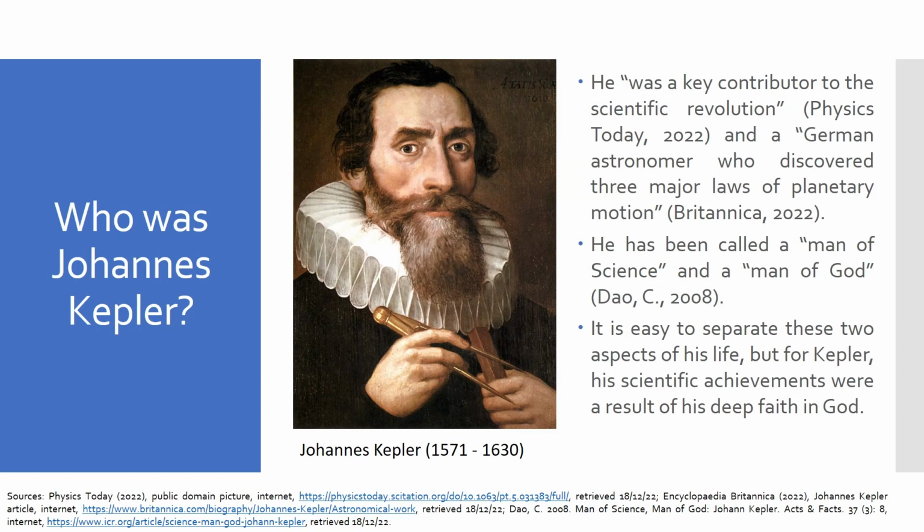So who was Johannes Kepler? He was a key contributor to the scientific revolution according to Physics Today, and according to Britannica, a German astronomer who discovered 3 major laws of planetary motion. He has been called a man of science and a man of God, and it's easy to separate these 2 aspects of his life and concentrate on one or the other. But for Kepler, his scientific achievements were a result of his deep faith in God.